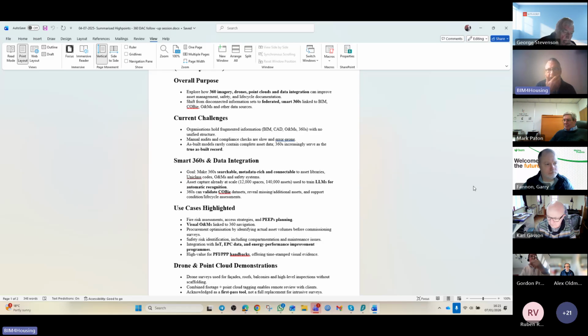Okay, so if you're familiar with 360 imagery and how it's used for asset tagging and the like, put your hand up. If you're not familiar with that, would you put your hand up? You know all about it. Okay, how are we doing? I can't see, George. We've got a few. Well, in that case, apologies to them.